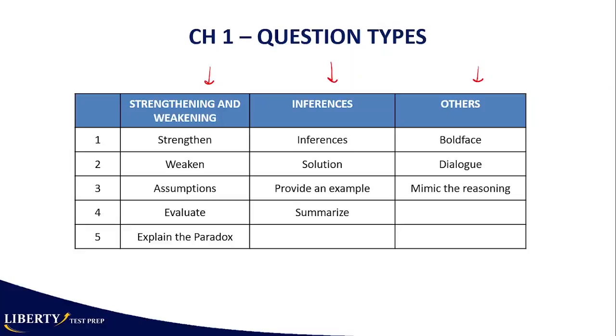Now, if you notice, there are 5 question types that go inside the strengthening and weakening column. Why? Because even though these are different types of questions, all of them use the same theory, okay? All of them have the same components. So basically, all of them will ask you to strengthen or to weaken an argument in different ways, okay?